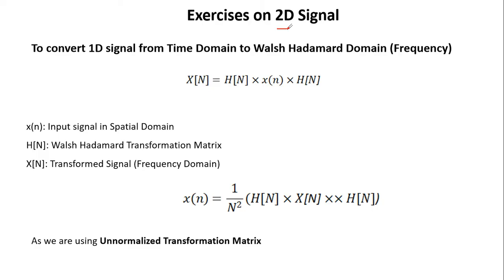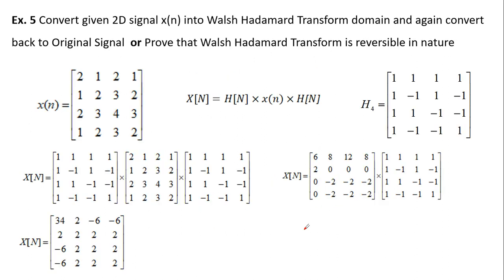Exercises on two-dimensional signals. When we convert a two-dimensional signal from the time domain to the Walsh Hadamard domain, we are required to multiply by the Walsh Hadamard transformation matrix twice. So H of n, then our signal, which is in two dimensions, then again H of n. For the reverse, instead of 1 by n, we use 1 by n square, because we used H of n twice, H of n, X of n and H of n. When we use this, we get the original 2 by 2 matrix again.